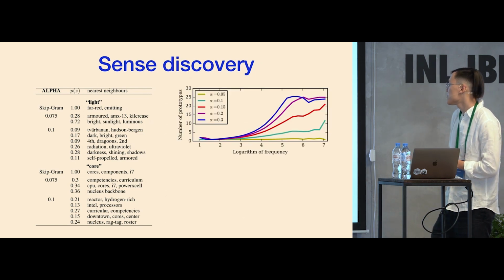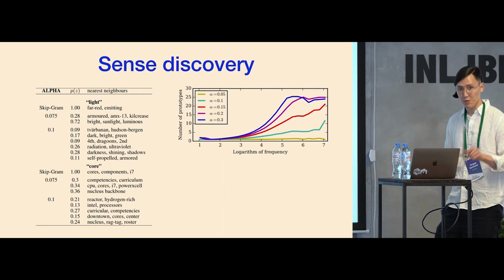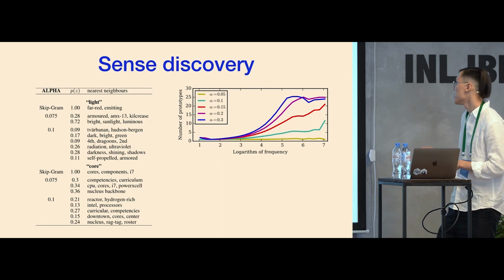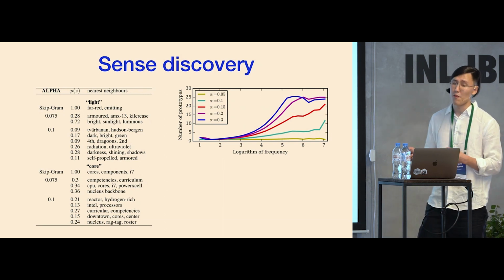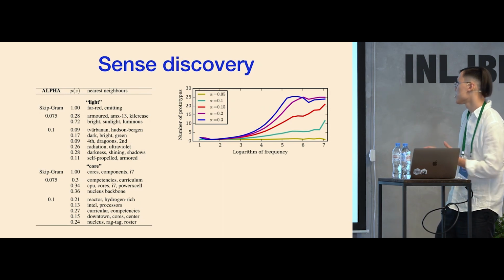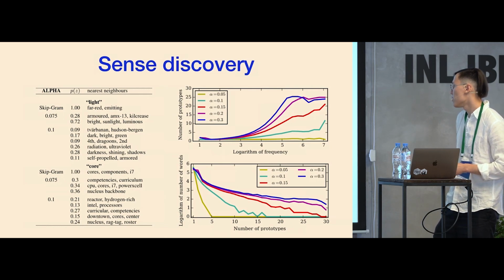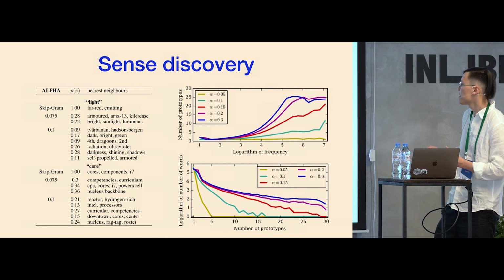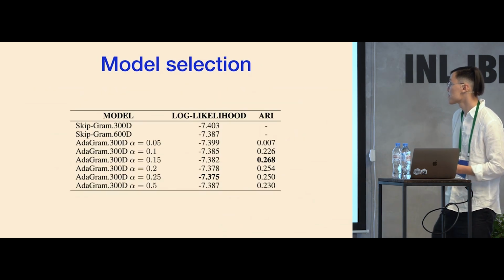So we can ask ourselves, how many word meanings do we find when we change the parameter alpha? Here we plotted how many meanings we find based on the logarithm of the frequency, the logarithm of how many times the word appeared in the corpus. And you can see that it roughly grows. You can also ask how many words had a certain number of prototypes, and again, as you increase alpha, you get more words with many meanings.